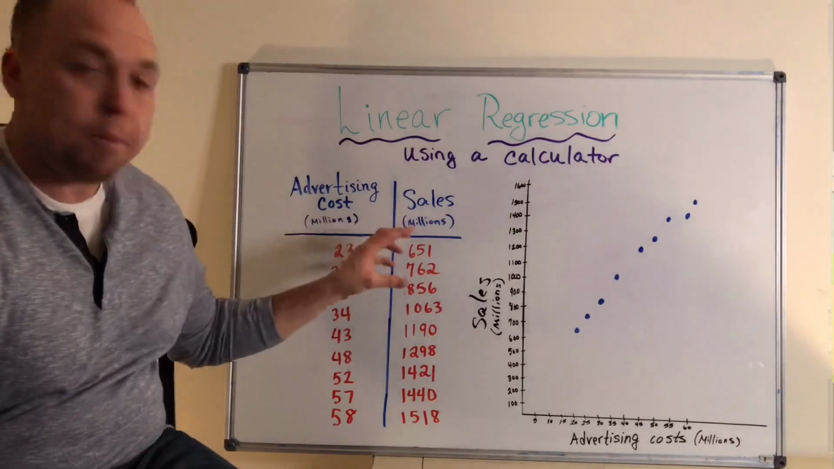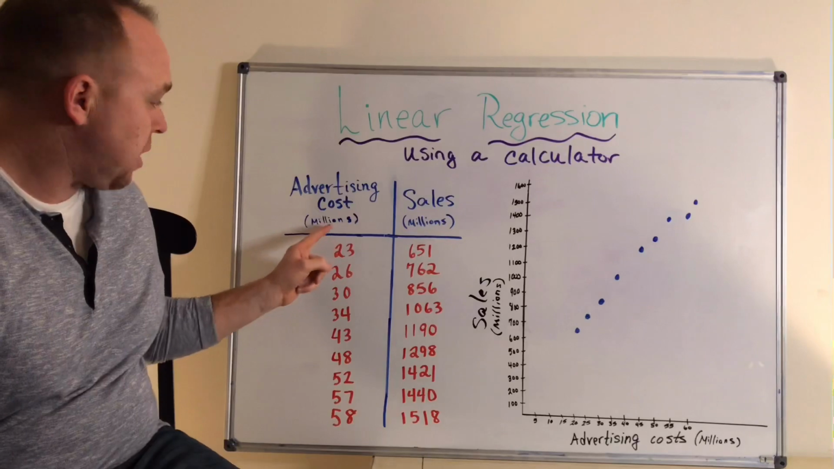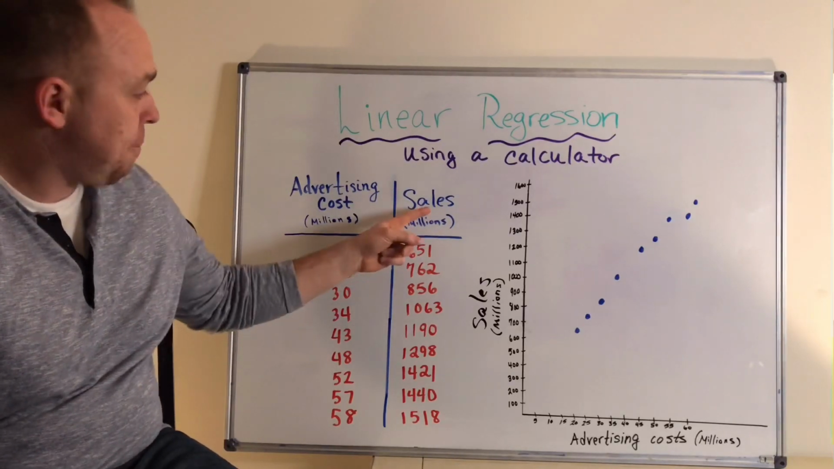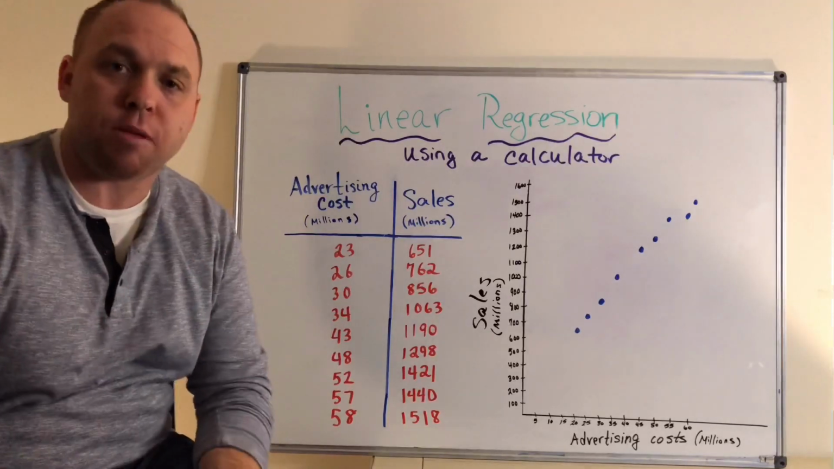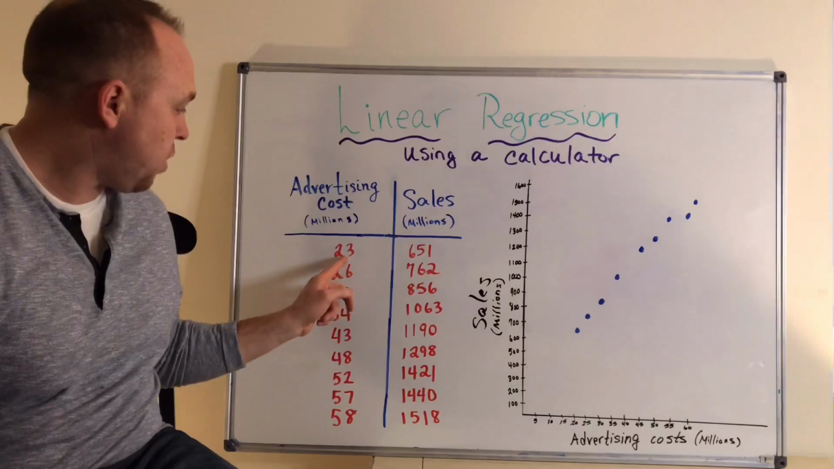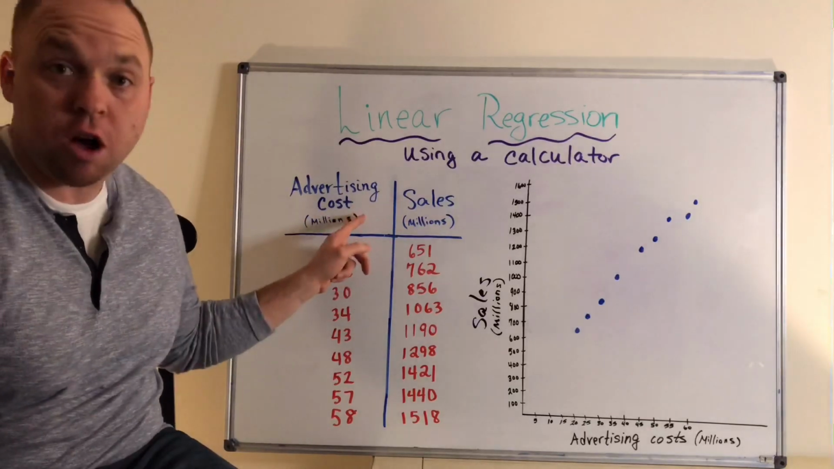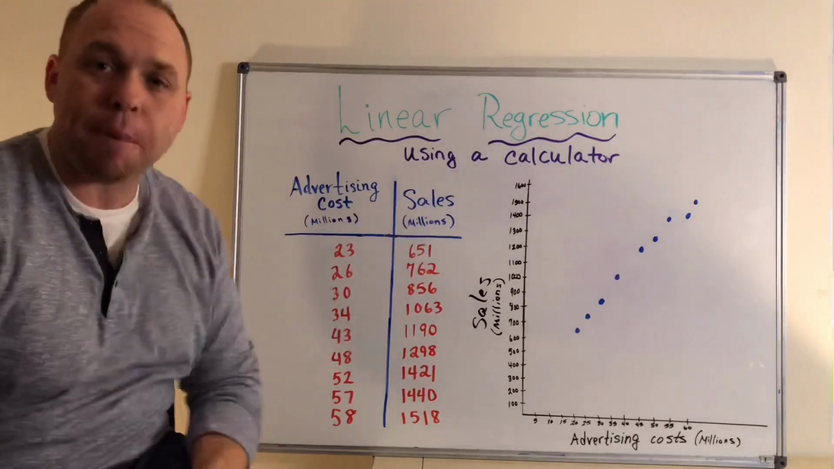So let's take a company. This is an actual clothing company where we had their advertising cost in millions of dollars compared to their sales in millions of dollars. Now, I think everyone knows that the more you advertise, the more you can expect your sales to go up. Let me just give you one. This is $23 million in advertising costs compared to $651 million in sales for that particular year.